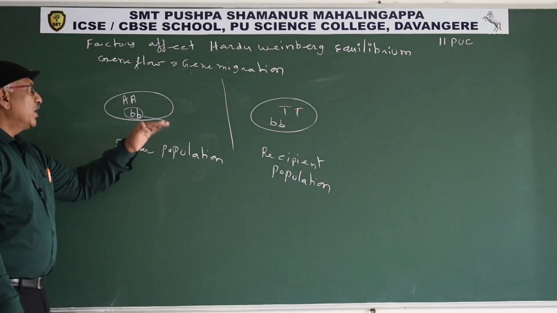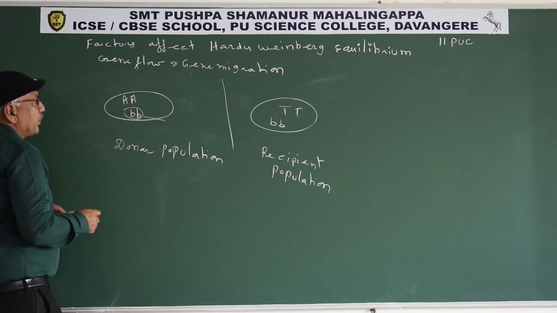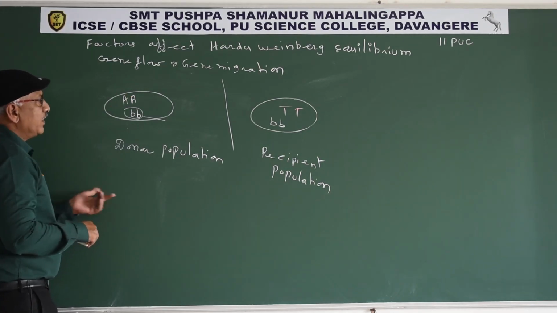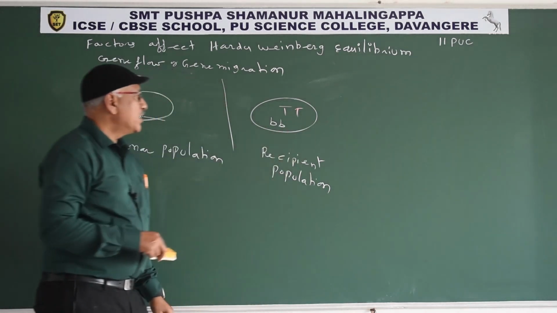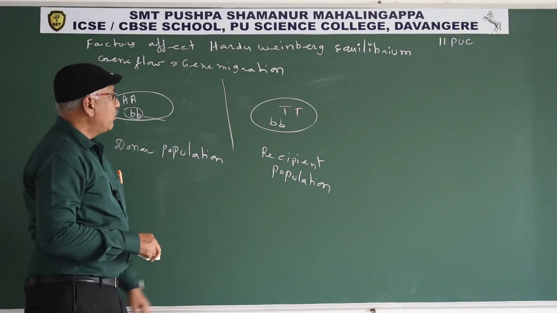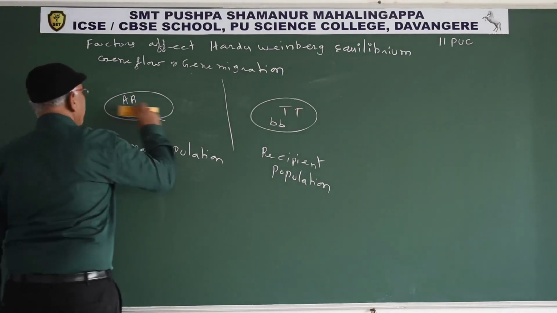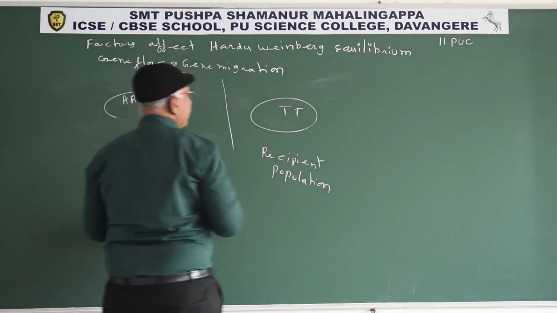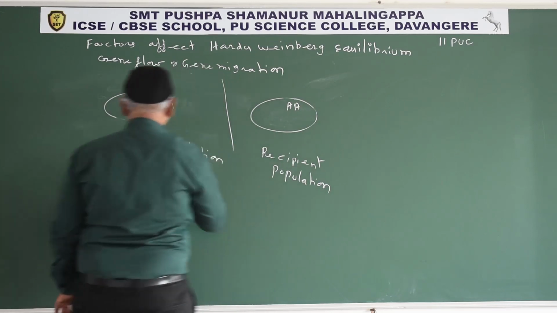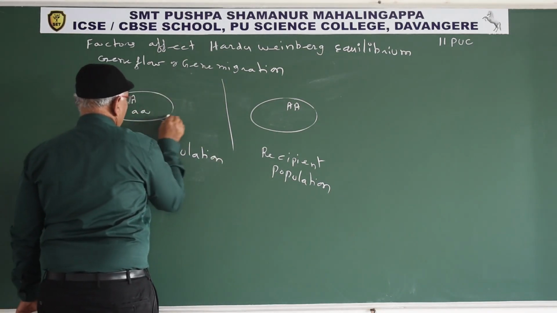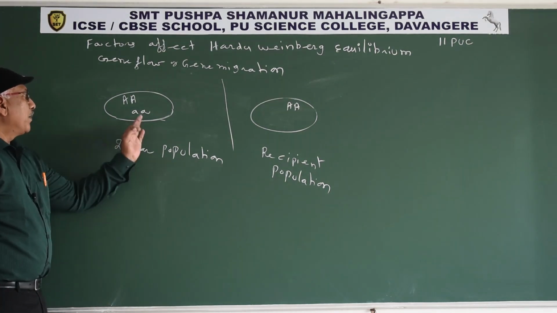Before the donor population transfers the alleles, the frequency of capital A and small b is equal to 1. Before the recipient population receives the alleles from the donor, the frequency of capital T is 1. Or in simple terms, you may consider here also capital A, small a. So what is gene flow or gene migration?